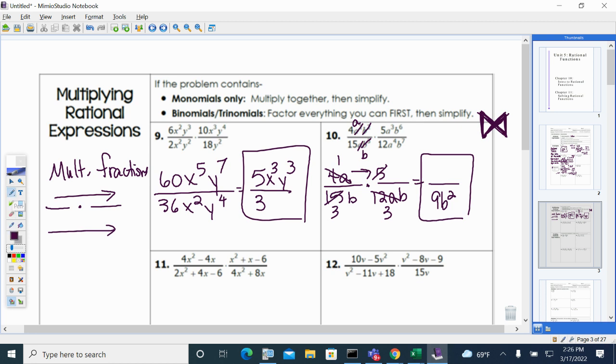I'll probably have people screaming at me. 5 divided by 5 is 1. 15 divided by 5 is 3. So in the numerator, we just have a 1. So there's our answer. So you can use whatever method you want to on monomials.